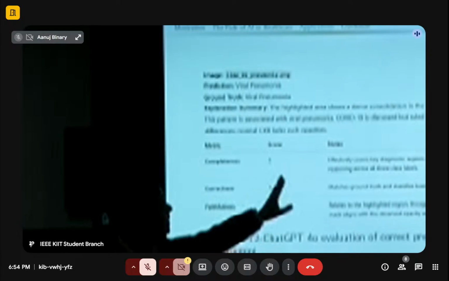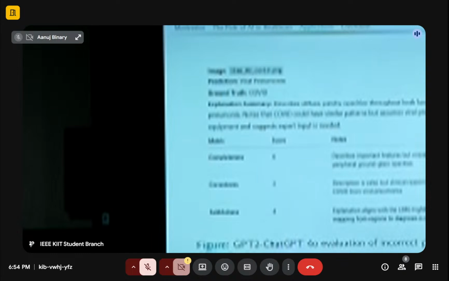A high score means completeness, correctness, and faithfulness. If it is more, then we can say yes, it is COVID-19. But if it is less, like this 3, the description is valid, but the clinical reasoning fails to correctly differentiate COVID from viral pneumonia. When we get 3 points, it is saying yes, it may have pneumonia, but it is not able to diagnose whether it is COVID or not. So based on the values, we can predict whether it is pneumonia or COVID.